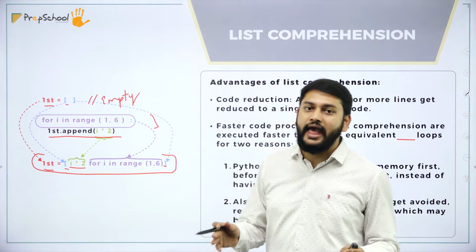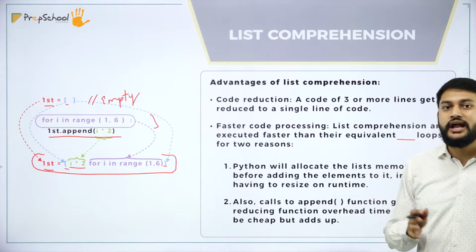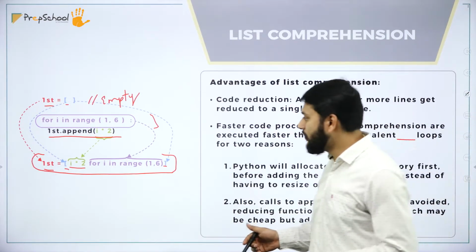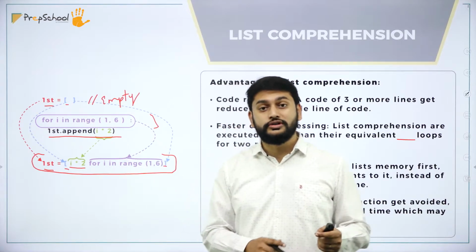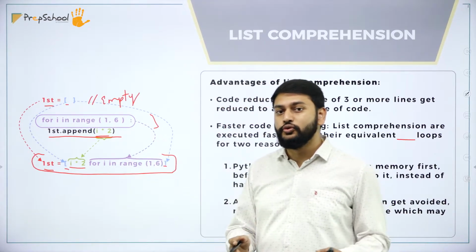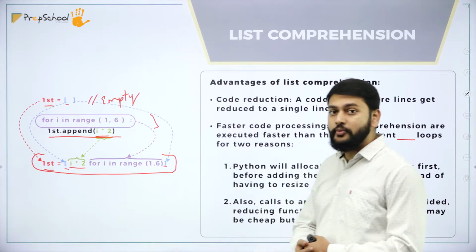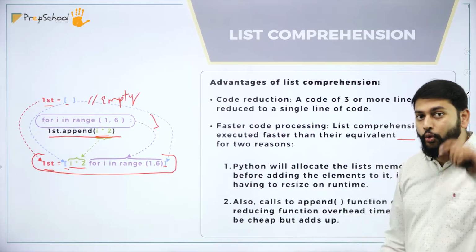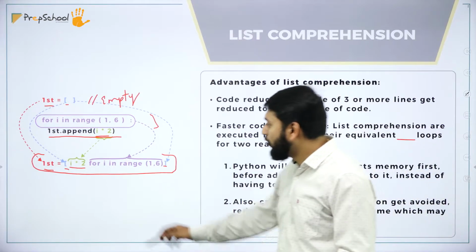This is for the expression. What is that you wanted to execute? So this is the part where you will give the expressions. What is that you wanted to perform? So here I'm trying to perform I into 2, right? So that value will get added to this particular list.